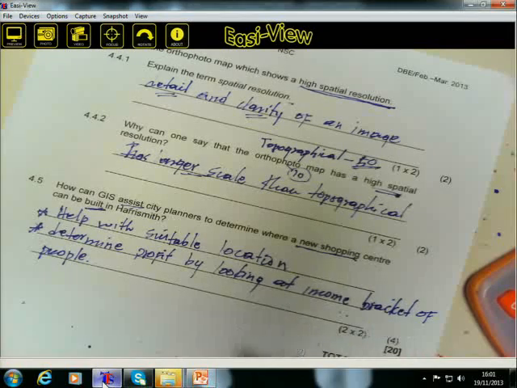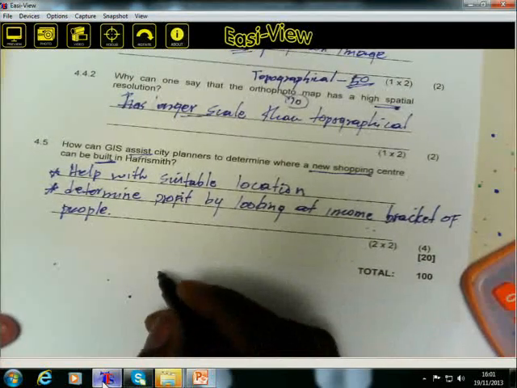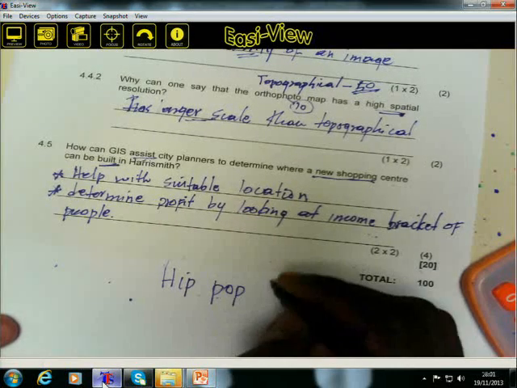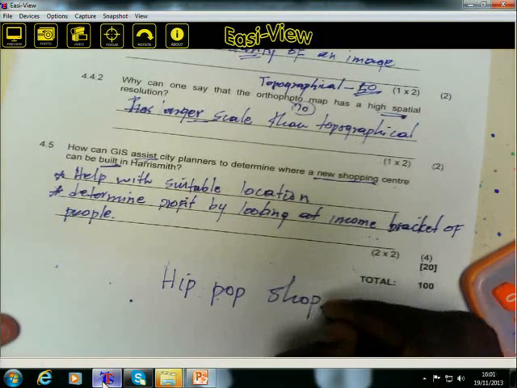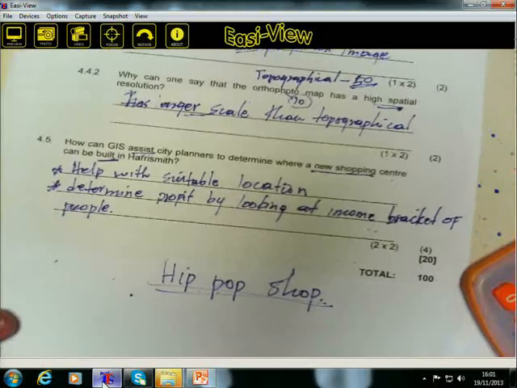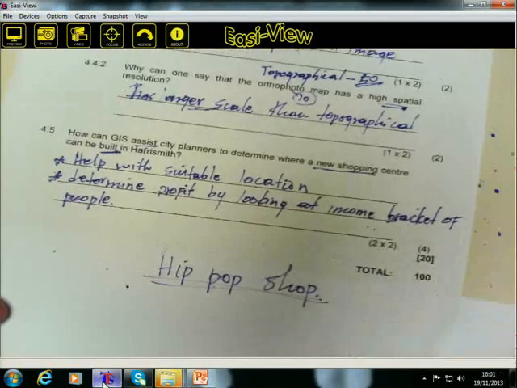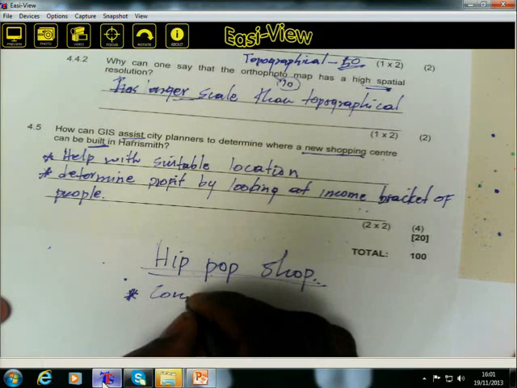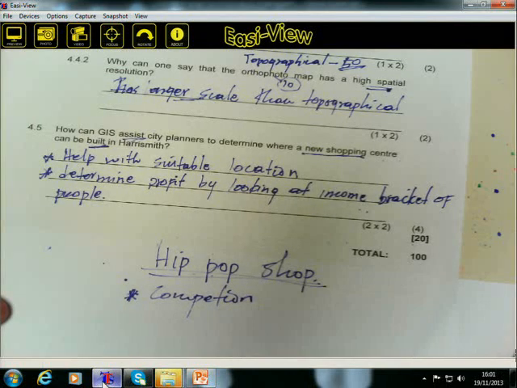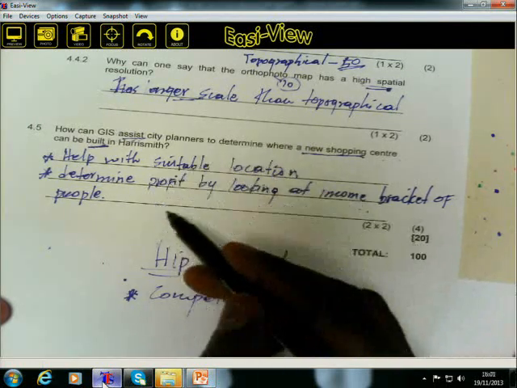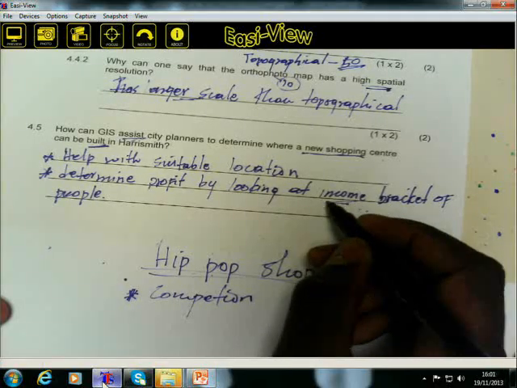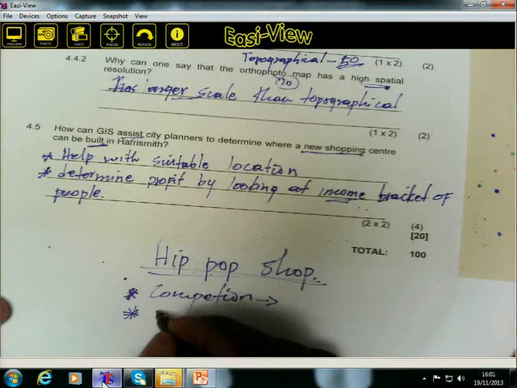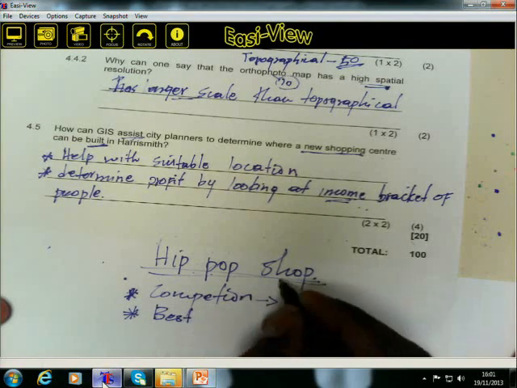Why am I saying that? There was a question that asked you that you wanted to open up a hip-hop shop, may put it that way. How can GIS help you with a hip-hop shop? Number one, GIS will look at all the areas in Harrismith in terms of competition. How many shops do you have there? Because GIS must help you to get what? An income of people. Then after it has looked at competition, GIS will go on to say, what is the best location for this shop of hip-hop?